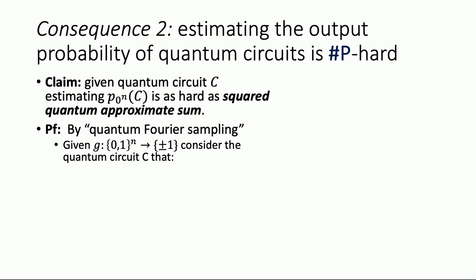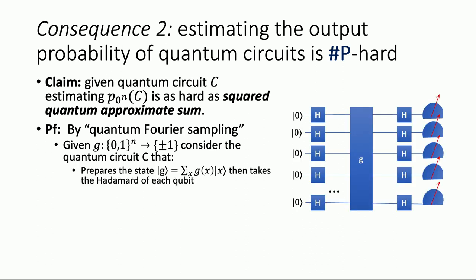Here's the setting. You're going to give me your favorite quantum function, g. It's a function g that maps to plus minus 1. And then I'm going to assume I have the ability to compute the output probability of any quantum circuit, and I'm going to use that ability to compute this sum. Okay? Let's say multiplicatively approximate. All right. Here's what we're going to do.